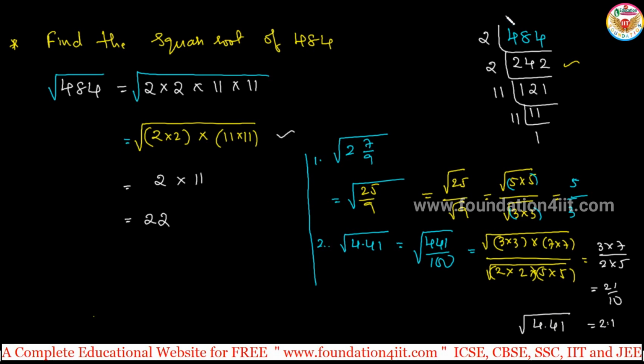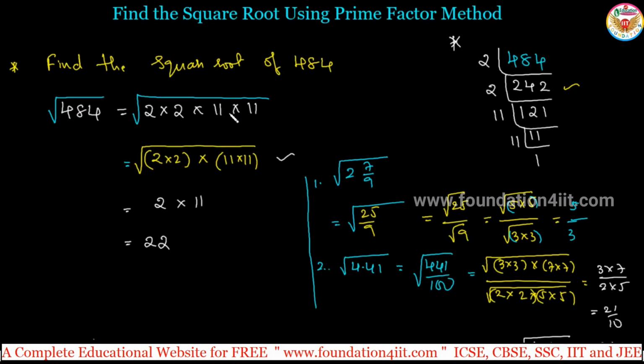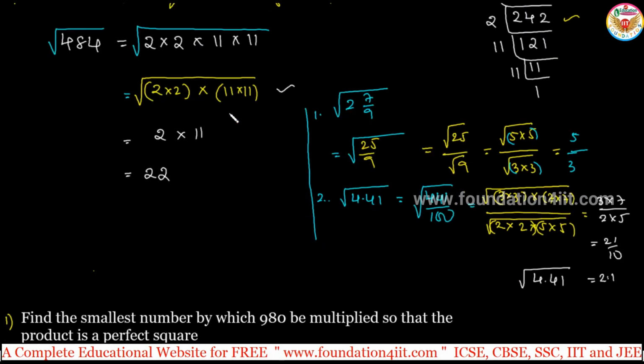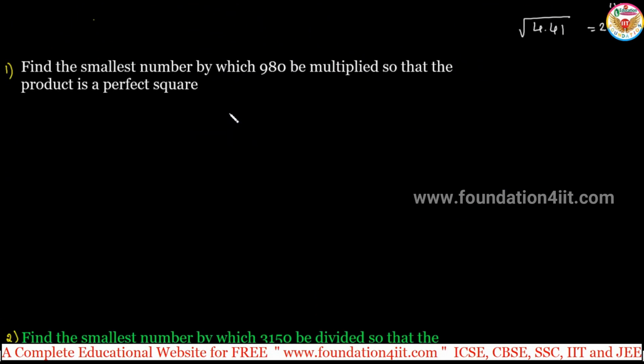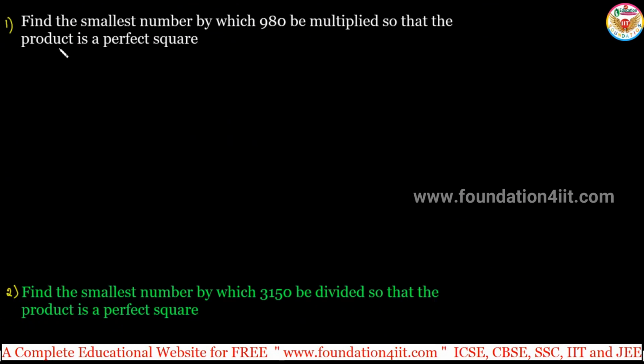The main thing is that you can use this prime factorization method. We already learned it in the previous class. Apply this method, and let us see a few more sums on square roots using the prime factor method. Here I gave the questions. These are the two problems we'll discuss. Find the smallest number by which 980 must be multiplied so that the product is a perfect square.